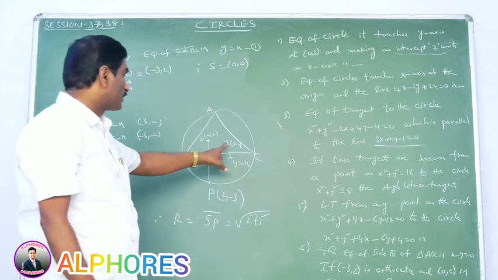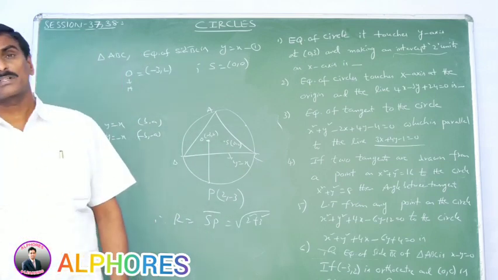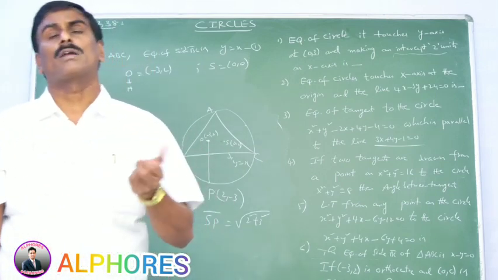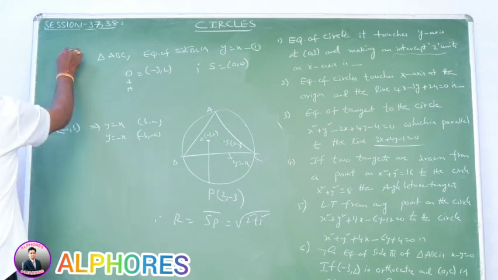Here center is known, 0 comma 0. Radius we already found. If center and radius are given, what is the equation of the circle? x minus h whole square plus y minus k whole square is equal to r square. That is the equation of the circumcircle of triangle ABC. Please note this point. Sixth one, very important concept.